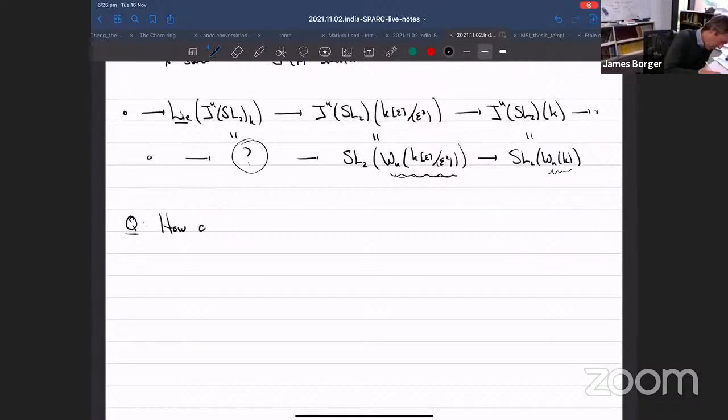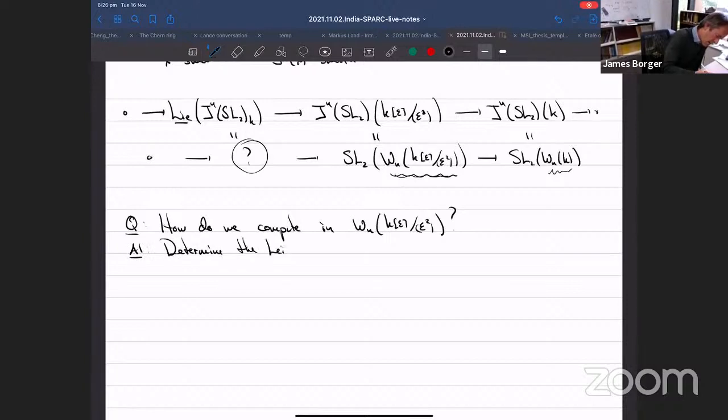So, how do we compute in W_n of K[epsilon]/(epsilon squared)? Or more generally, if you want to do a specific computation in Witt vectors of length n, here's answer one: you determine the Leibniz rules for all the delta operators up to delta n. And then those will be some giant polynomials, and you can do whatever computation you want using those polynomials. That's basically how I did it in the first case we did. The polynomials are small enough when n equals 1 that by now I have them memorized, and I can just do that.